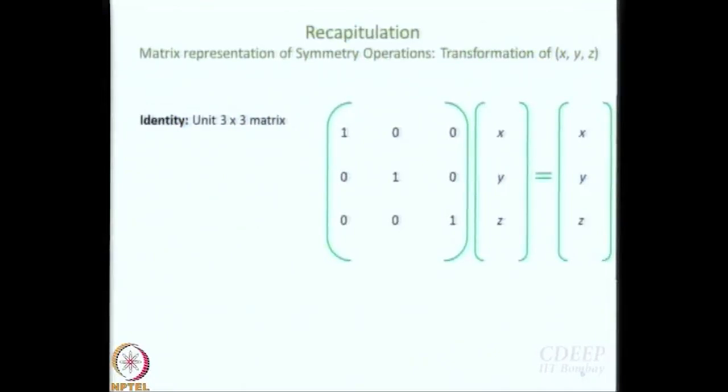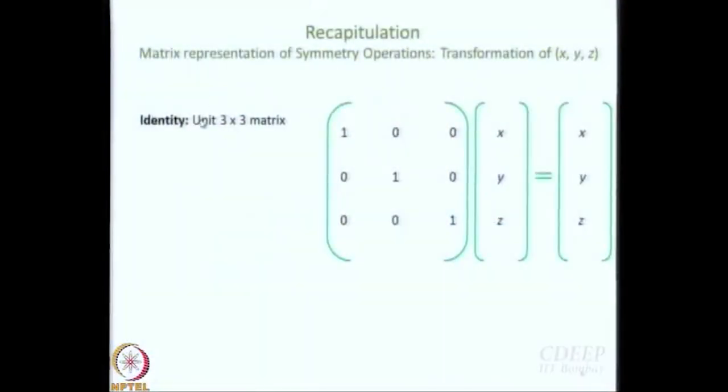And we had just started talking about how you can represent the different symmetry operations as matrices. And why do we suddenly feel this urge to represent symmetry operations as matrices? Because, as we said, we want to translate this into the language of algebra if this problem is to be simplified any further than this. And the way we translate is by using matrices.